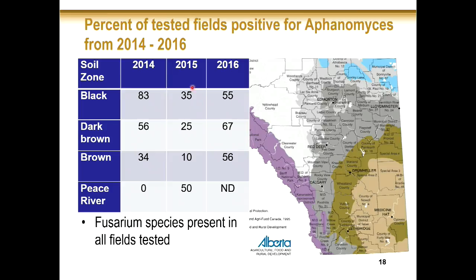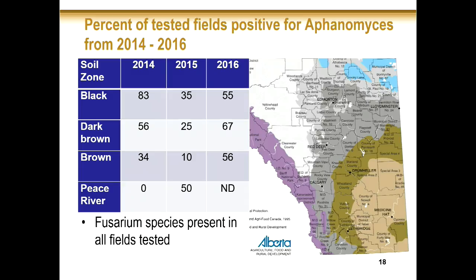But then in 2015, which was a really dry year, you can see here that there were a lot fewer fields testing positive for Aphanomyces, but we did find it in 50% of the fields that we tested in the Peace River, indicating that it had reached that far north as well. And then again, like I said, in 2016, we really didn't know what to expect with the wacky weather, and we actually saw that we had fairly high levels of fields positive for Aphanomyces. And surprisingly, it was at 56% down here in the brown soil zone, which was the highest we had seen yet out of the years that we had tested.